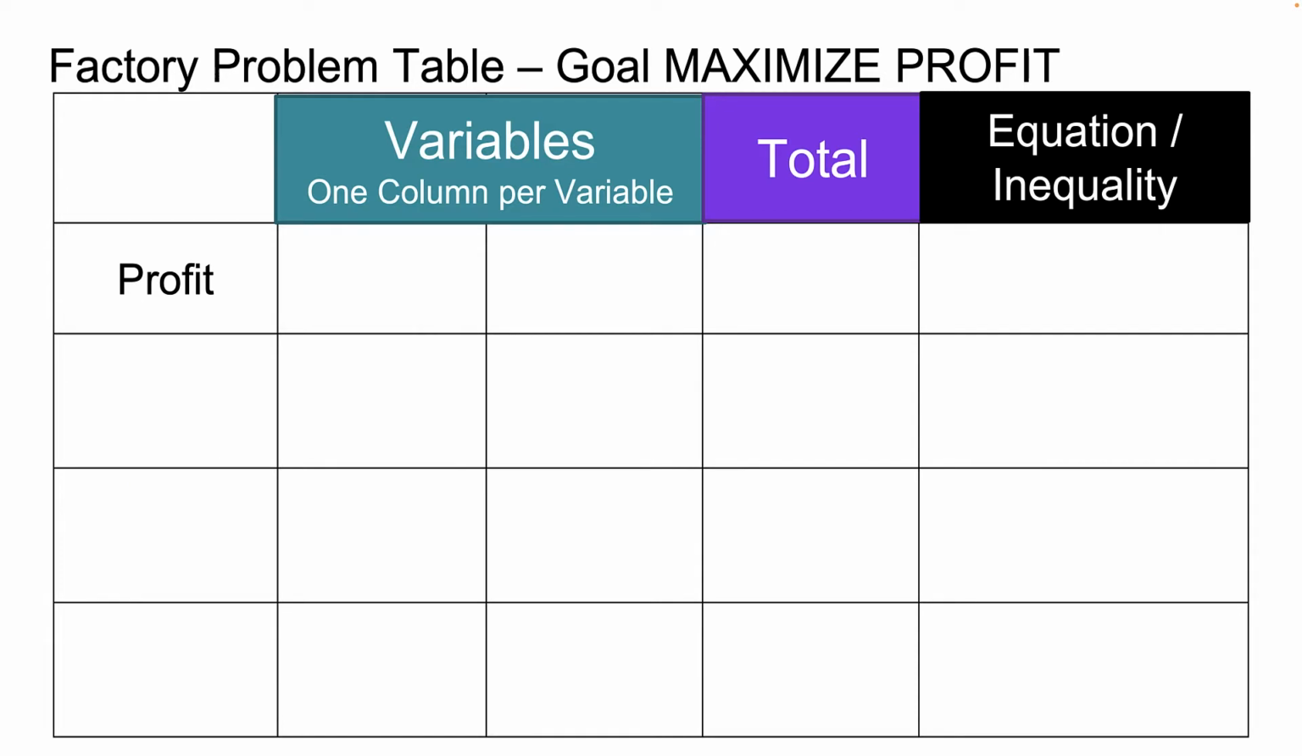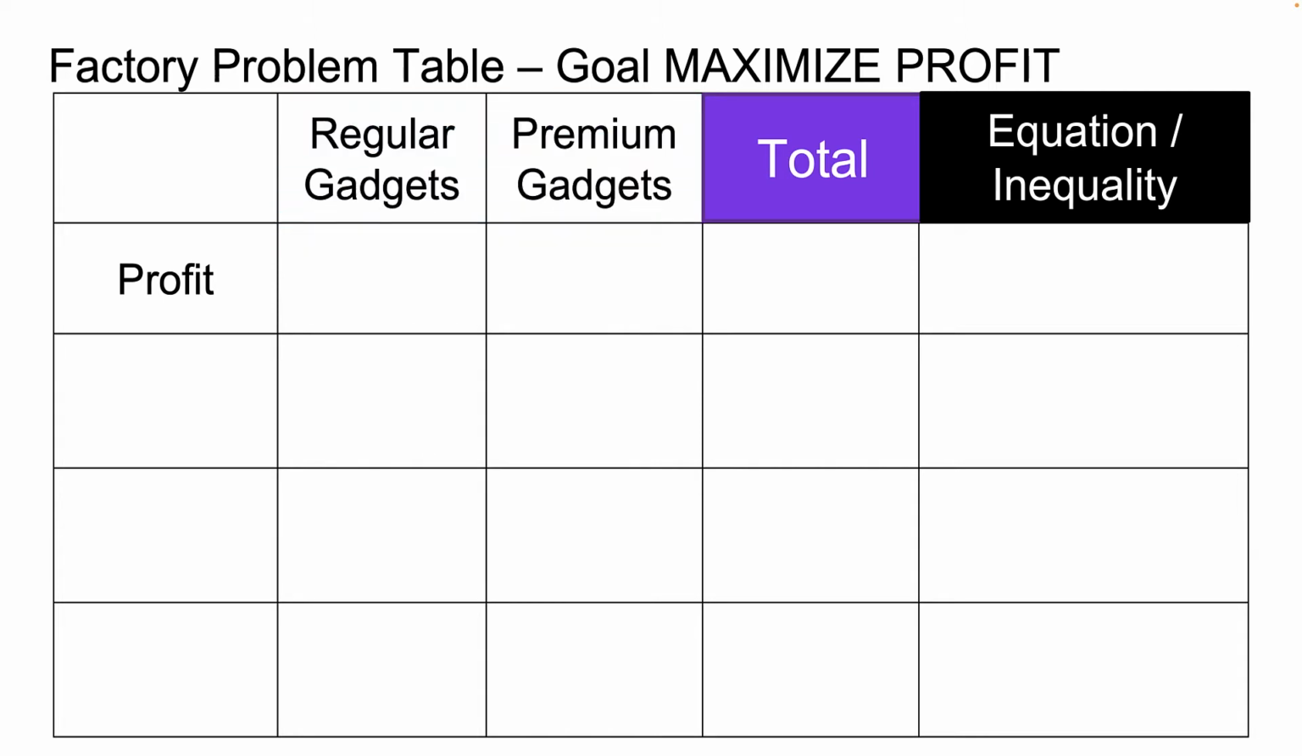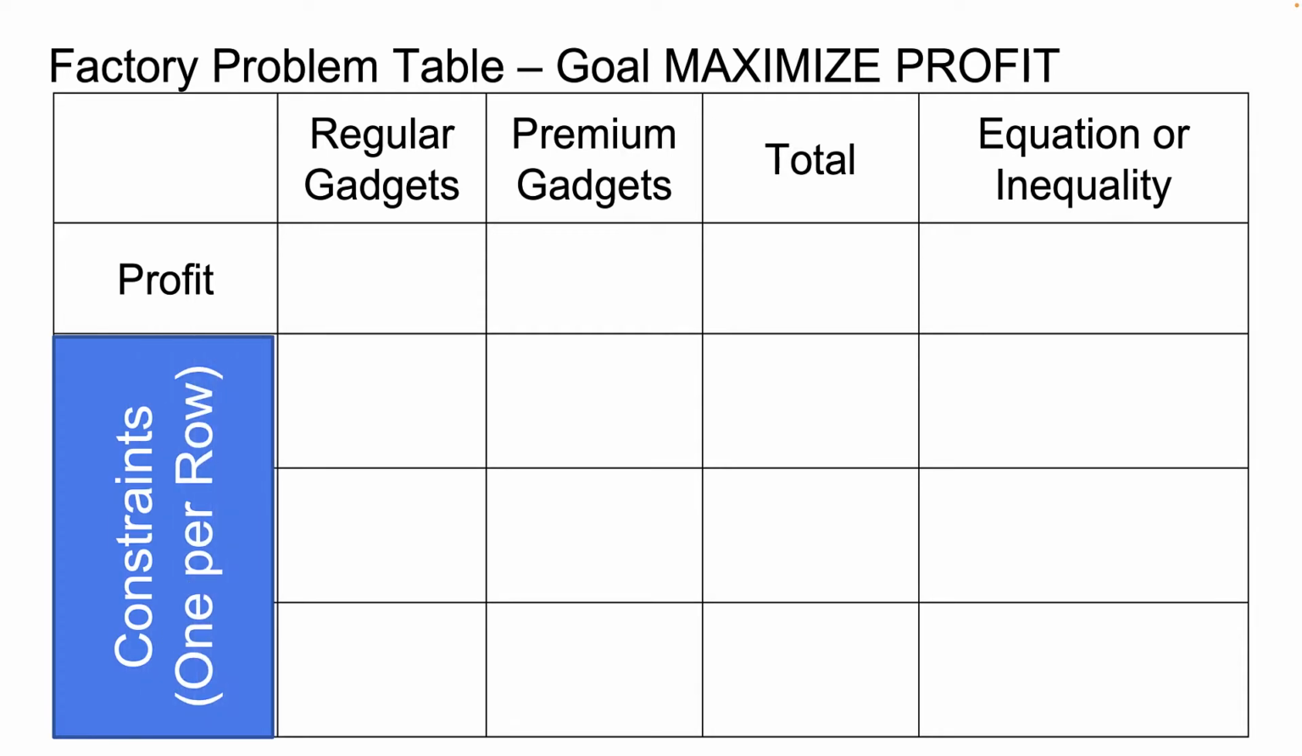Since our objective function is the profit, I'm going to have the profit be my first row in this table. The first two columns will be reserved for the variables, so I'll have one column for my regular gadgets and the second column for premium gadgets, and then one column for the total and another for the equation or the inequality. The last three rows are going to be reserved for the constraints.